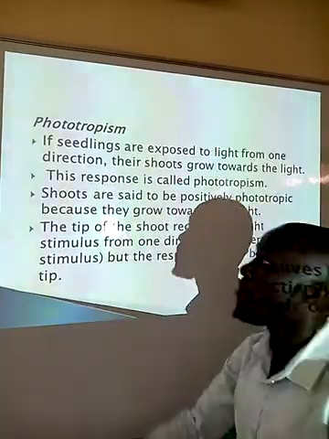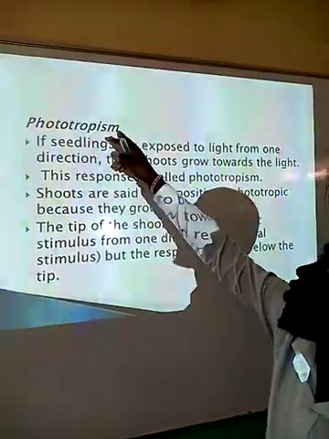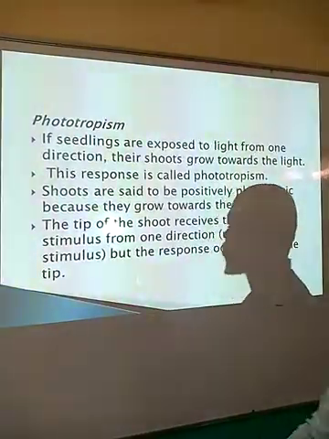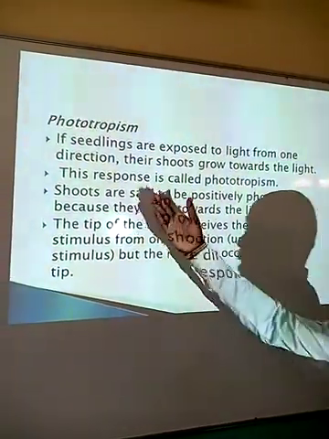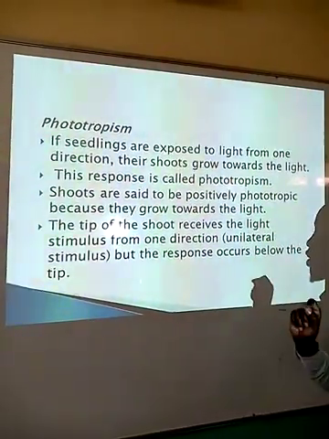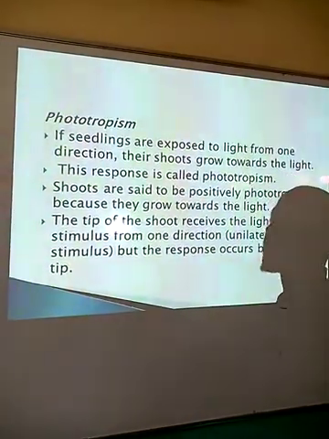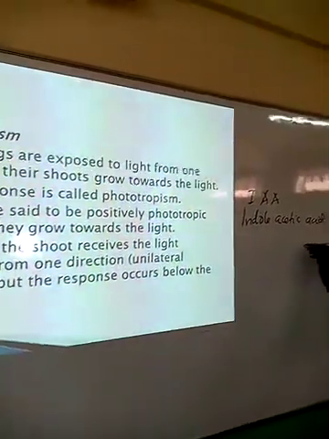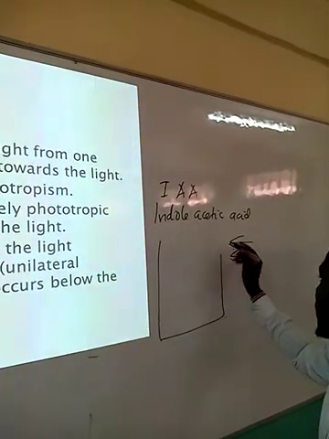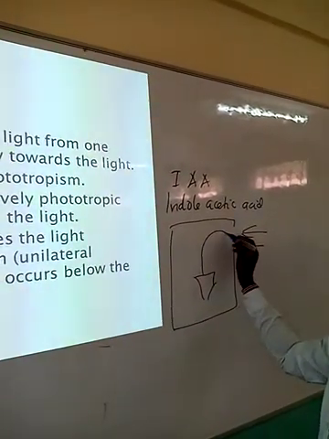Let us look at the first one. We are talking about phototropism. Photo here means light, and tropism is growth curvature. So how does light cause a growth curvature? Light is coming from one direction. For example, if seedlings are exposed to light from one direction, what we call a unilateral source of light, their shoots grow towards the light. If the light is coming from one direction and you put the plant in a dark box or cardboard, this plant will grow and bend towards the light.